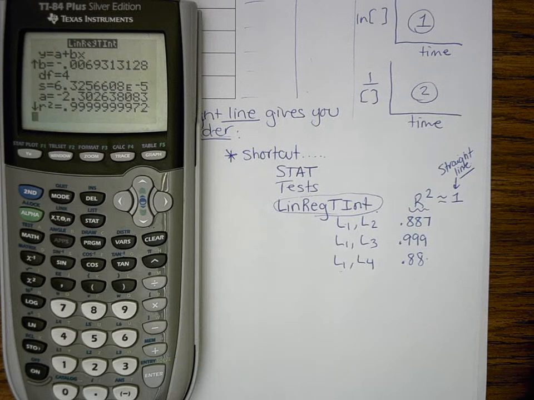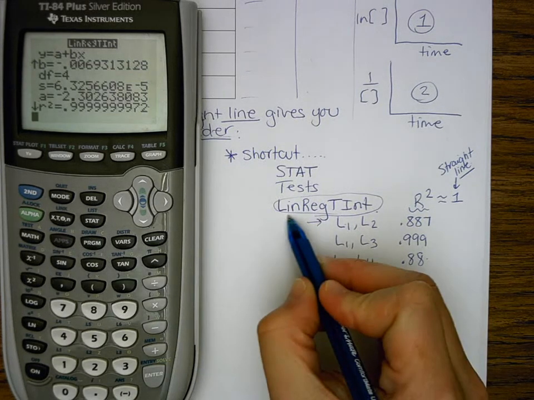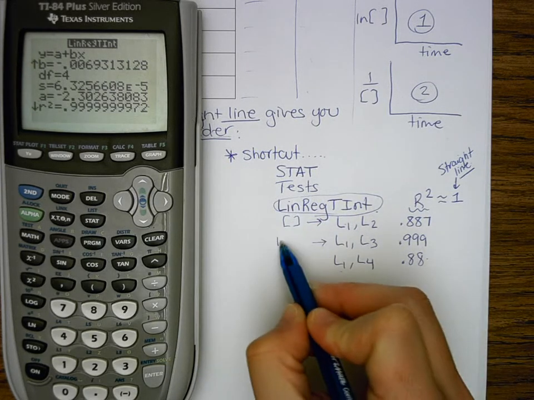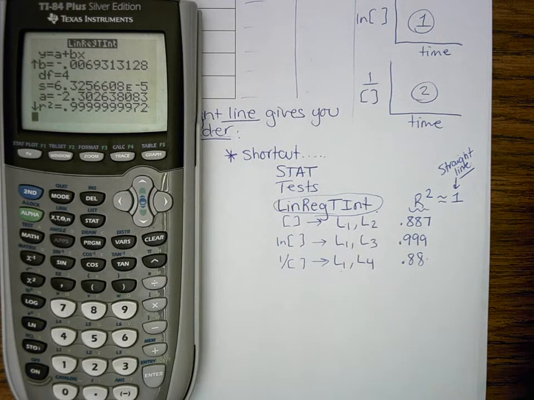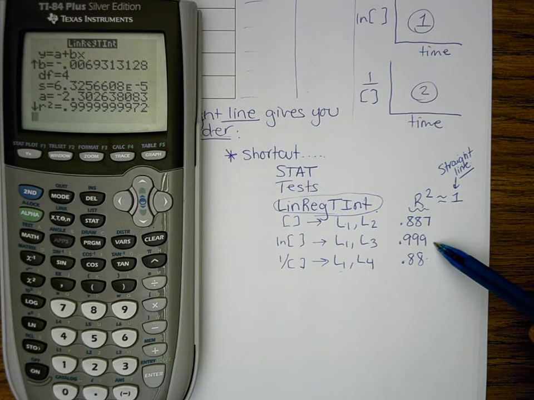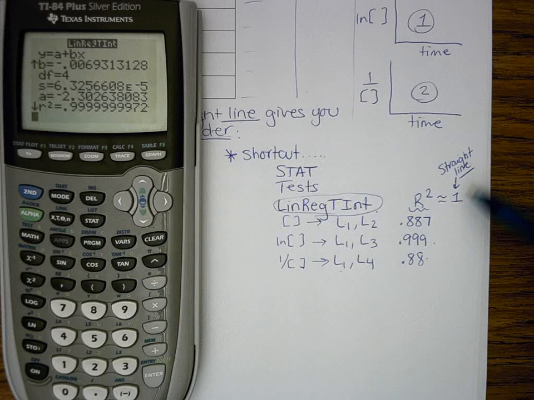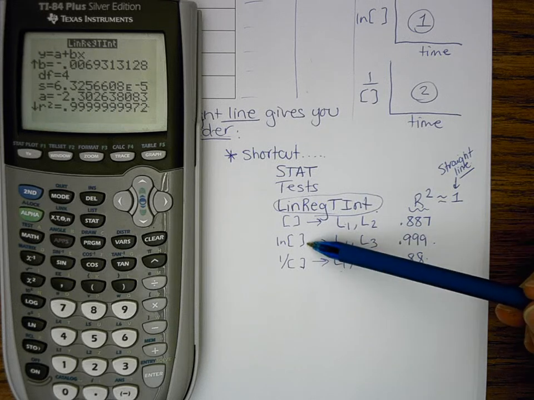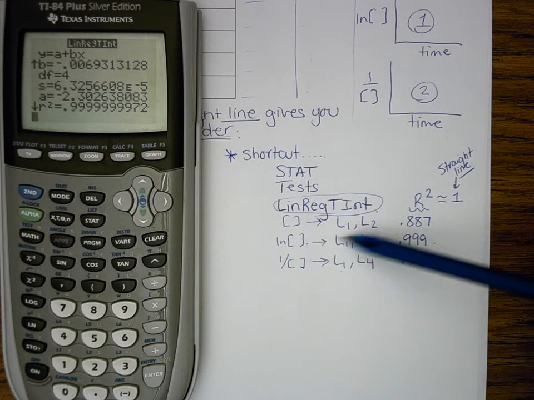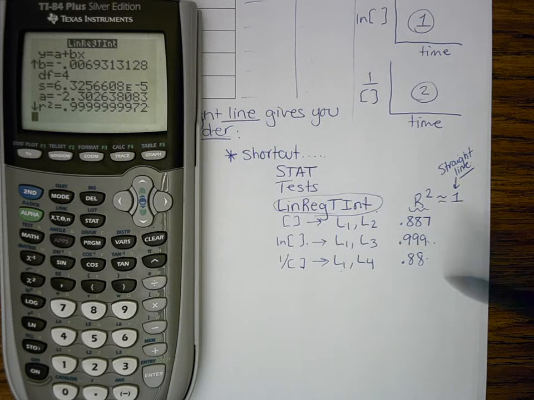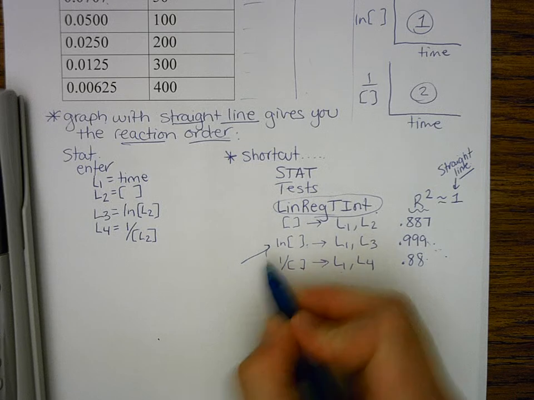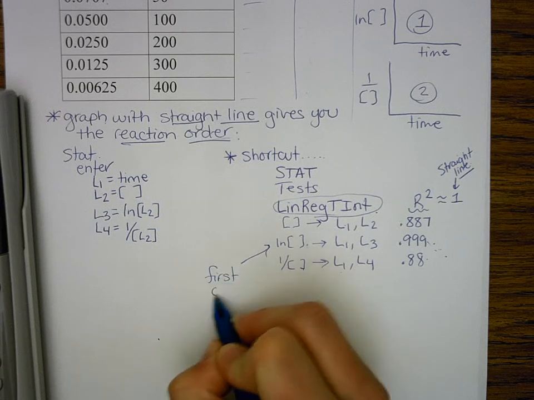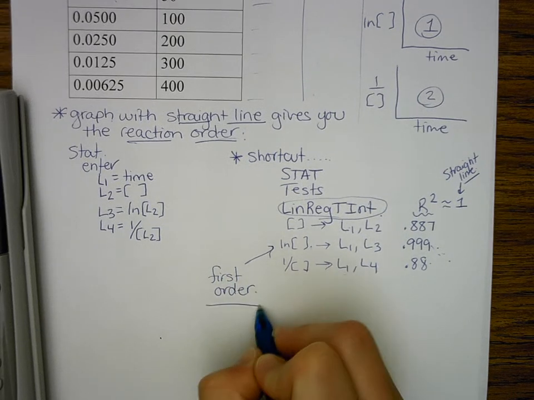Remember, L2 is my concentration, L3 is my natural log of the concentration, and L4 was my 1 over the concentration. So the one that gave me the R-squared value closest to 1 is the one that represents the straight line. So it's the graph that had the natural log of the concentrations. And so that is my straight line graph. Natural log graphs that give you a straight line represent a first order reaction.